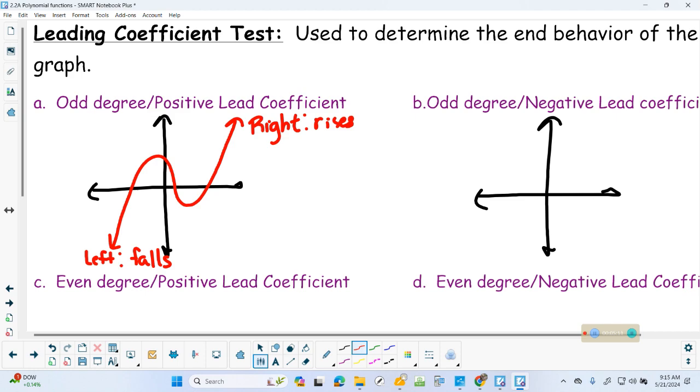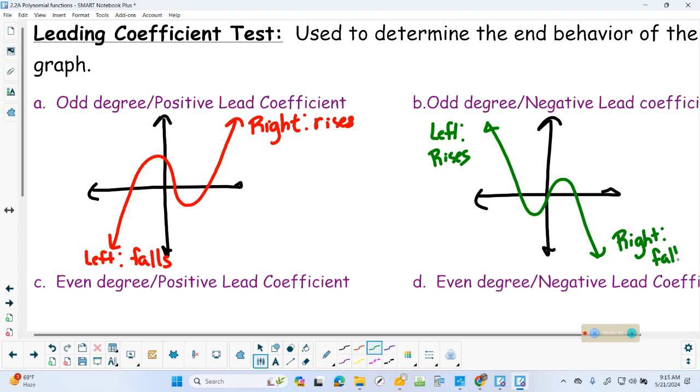Now it's going to be kind of reversed. Think about a negative slope, odd degree, negative lead coefficient. So now the left end rises and the right end falls. So I'm going to say left rises, right falls.